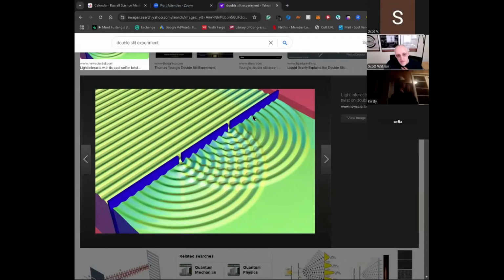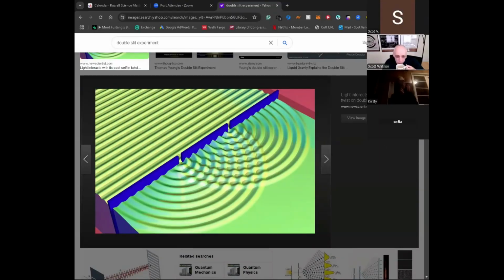As these waves are expanding outward, these liquid water waves, you can see when they cross, they create this pattern. They're not showing it here, but if there's another wall right here, you would then see this pattern on that wall. And that's what we call a wave interference pattern.